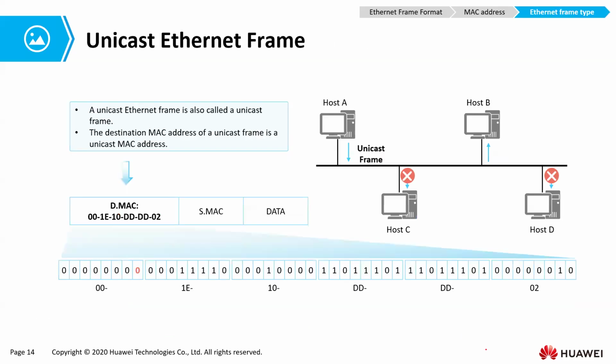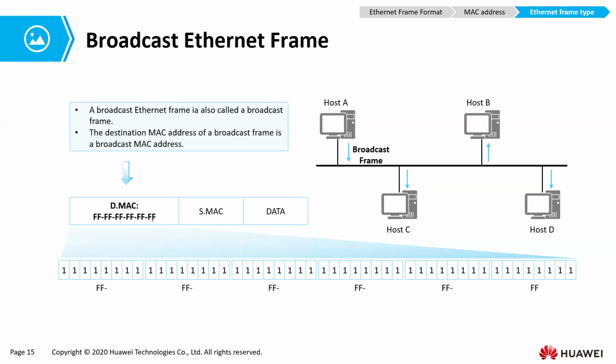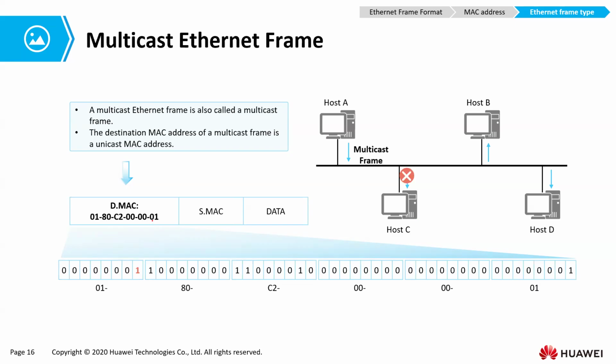Classification, composition, unicast Ethernet frame. I think we've defined this one. When the 8th bit is 0, the frame goes to one device, unicast. So if I'm sending from host A to host B, that's a unicast frame. Then a broadcast frame is all Fs, and a multicast frame is identified by the 8th bit being 1.